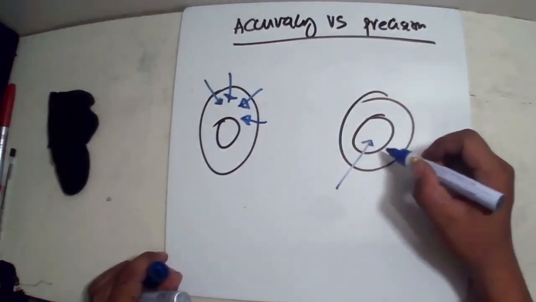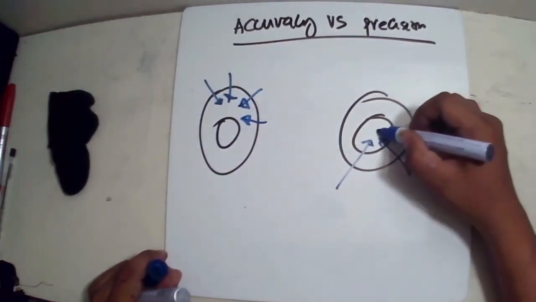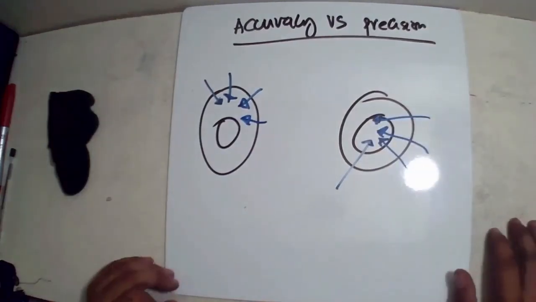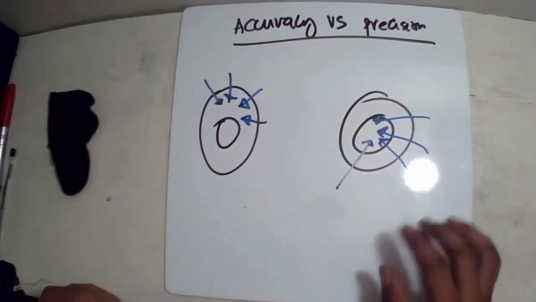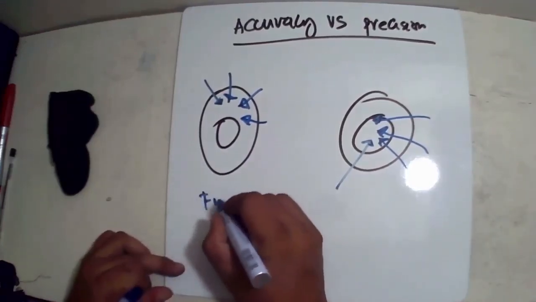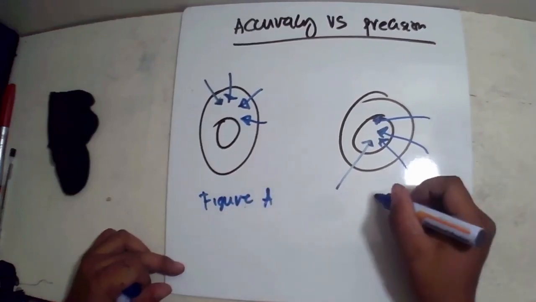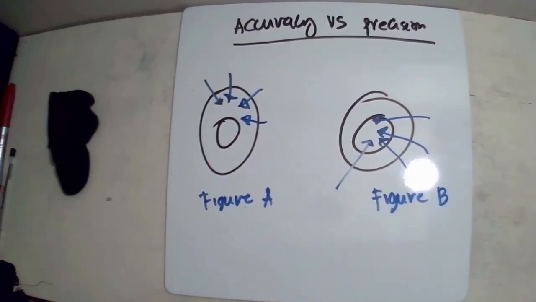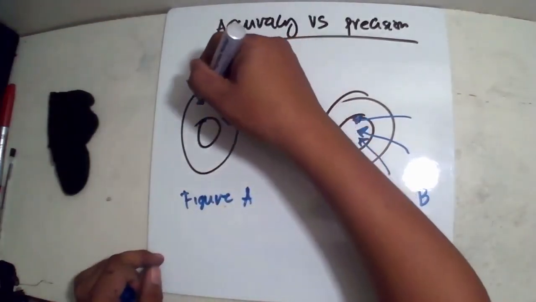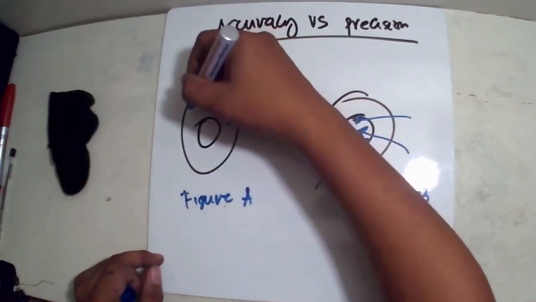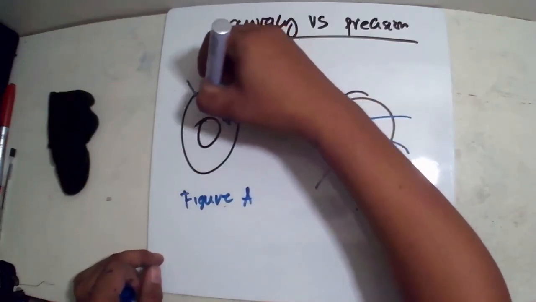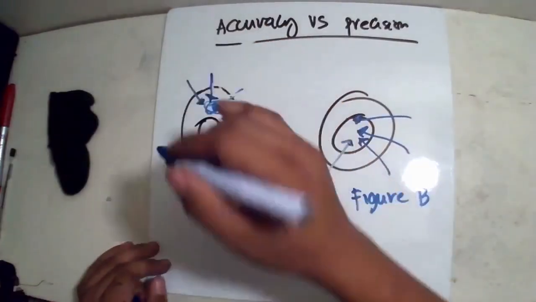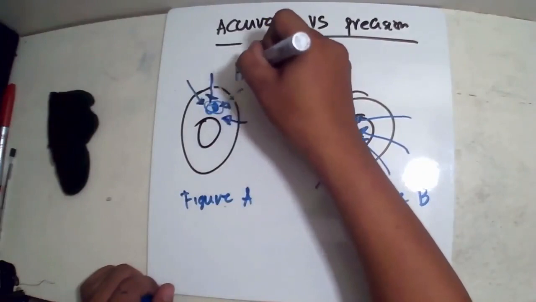hits this part of the target board. Now, question: figure A, and this is figure B. Since they hit this spot, for example, this spot here, it can be concluded that figure 1 has high precision.